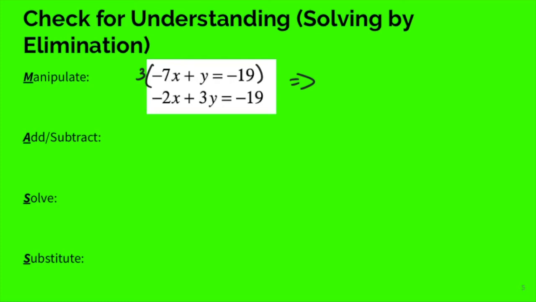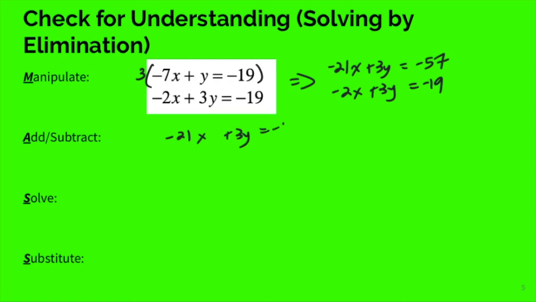And so when I do that, I get negative 21x plus 3y equals negative 19 times 3, which is negative 57. Okay, and then I didn't do anything to my bottom equation, so I'm just going to bring it down. Okay, so now I have a variable where the coefficients are equivalent, so I have 3 and 3 over here, right? So all I want to do is add or subtract in order to eliminate that variable with the equivalent coefficients. So I'm just going to write it down over here so it's a little bit easier to work with. Negative 21x plus 3y equals negative 57, and then I have negative 2x plus 3y equals negative 19.